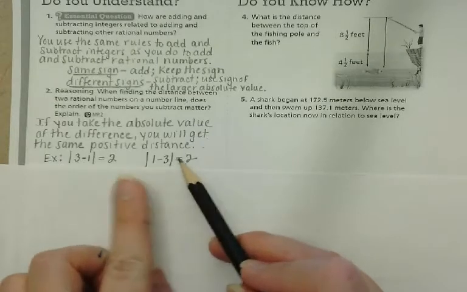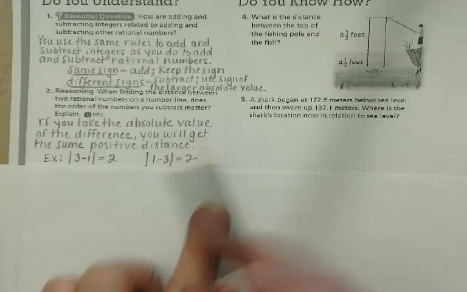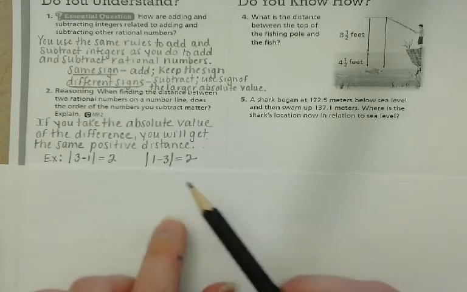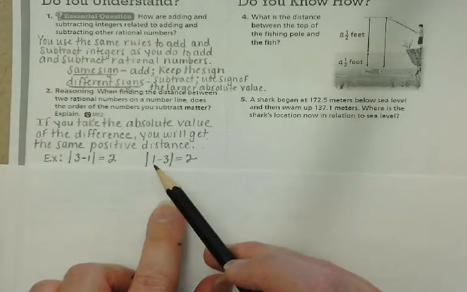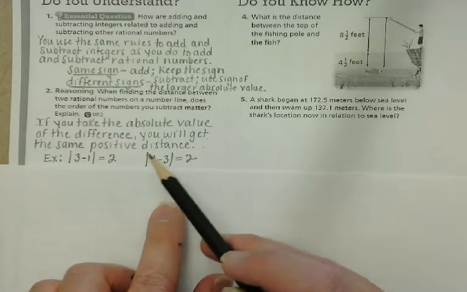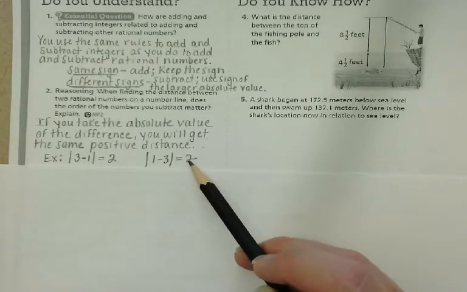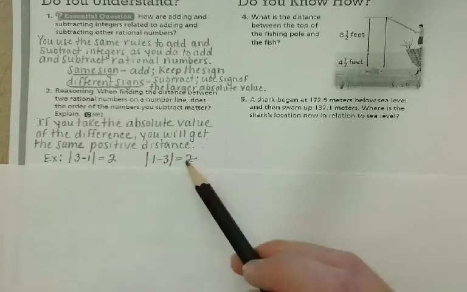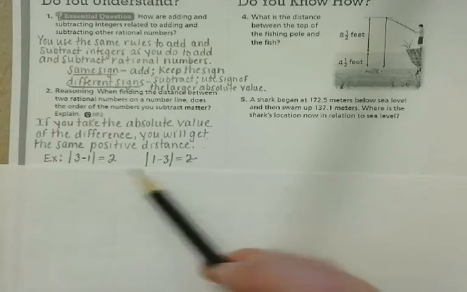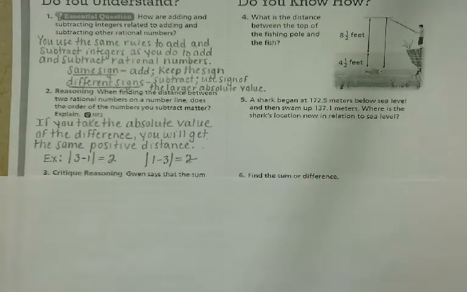And if you switch the order of your numbers, so this would be like from left to right, but now we're switching the order, maybe we're going from right to left. So we have 1 minus 3. That would give us a negative 2. But the absolute value of negative 2 is a positive 2. So the distance, no matter which way you start and where you end, will be the same, and it will be positive.